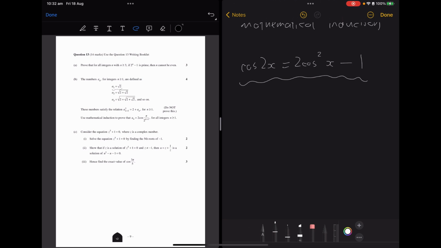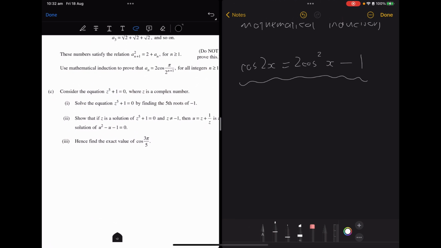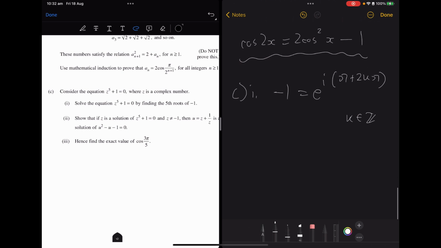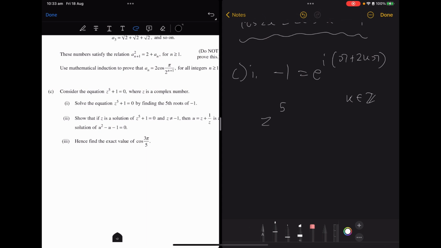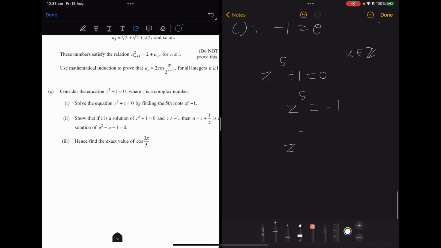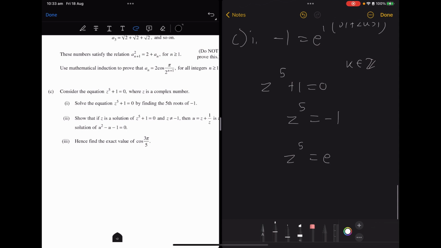Next, for part C, we have: consider the equation z to the 5 plus 1 equals 0, where z is a complex number. So part i, solve the equation z to the 5 plus 1 equals 0 by finding the fifth roots of -1. So first off, for part C i, we can rewrite -1 as equal to e to the i(pi plus 2k pi), for k any integer. Since we're solving z to the 5 plus 1 equals 0, that was just z to the 5 equals -1. So z to the 5 equals, rewriting that, e to the i(pi plus 2k pi).